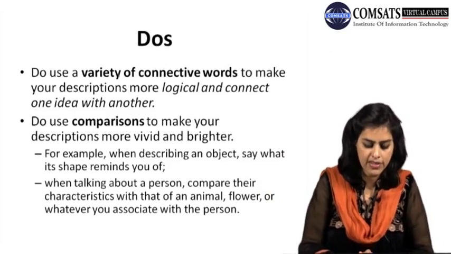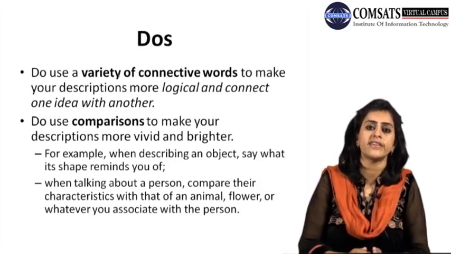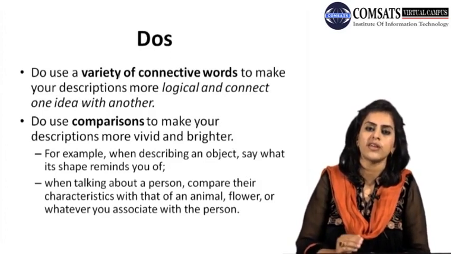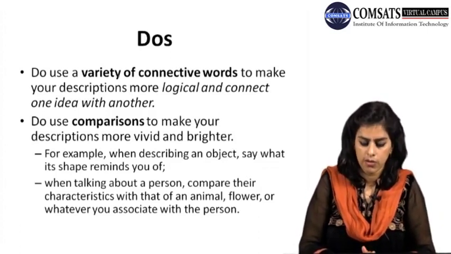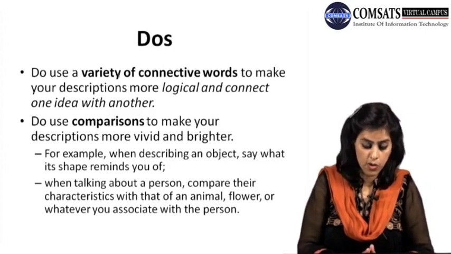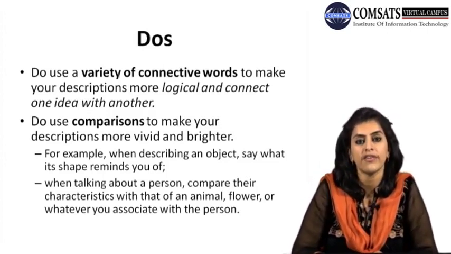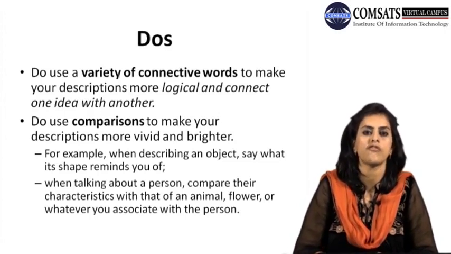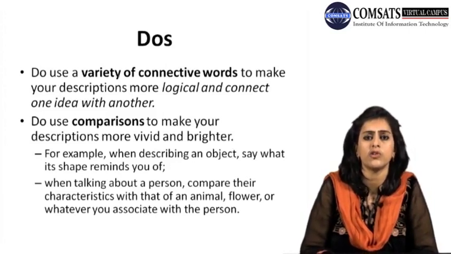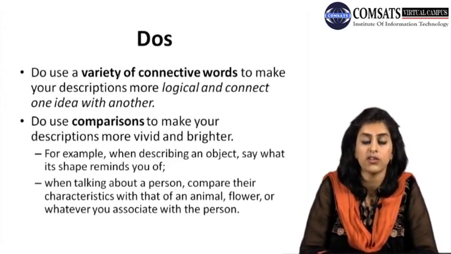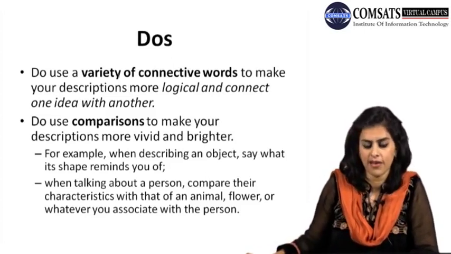When talking about a person, compare their characteristics with that of an animal. Maybe you say that so-and-so character in Shakespeare's novel was so pretty that she resembled a moon. So this is how, like an animal, flower, or whatever, you associate the personal quality with it. While associating the attributes of human beings with the names of animals, or maybe associating their qualities with those of flowers, and so on and so forth, this is how you can best compare and best describe your things, places and people.